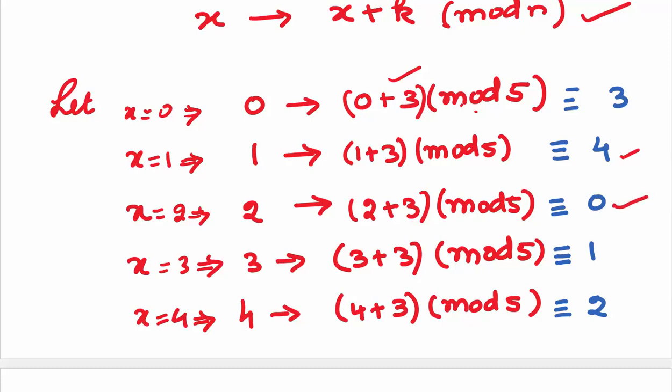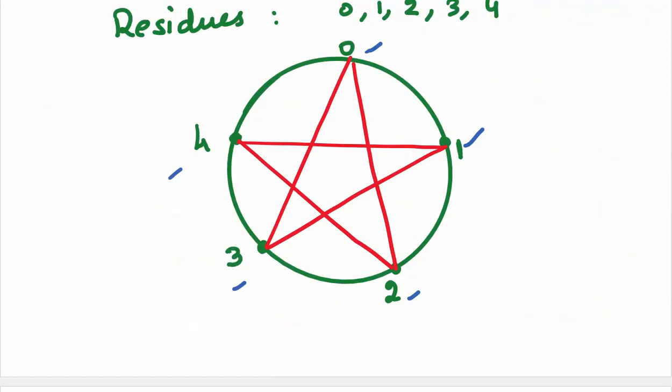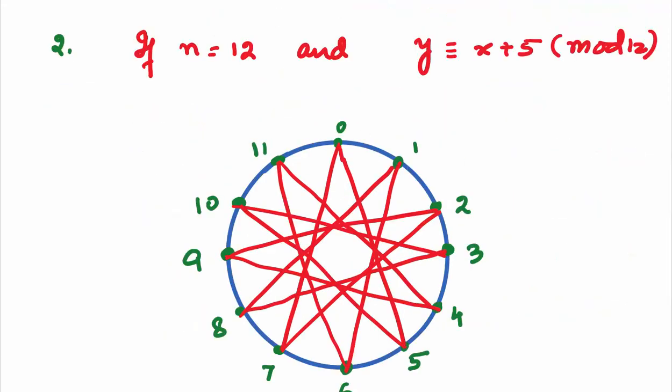When x is 3, 3 will be joined to 3 plus 3, which is 6, and that is congruent to 1 mod 5. So 3 is joined to 1. And when we take x to be 4, 4 will be joined to 4 plus 3 mod 5, which is congruent to 2 mod 5. So we are joining 0 to 3, 1 to 4, 2 to 0, 3 to 1, and 4 to 2. So this is how we have joined them. What if we take n to be 12 and y congruent to x plus 5 modulus 12? Then you can see we get such a beautiful 12-point star here.